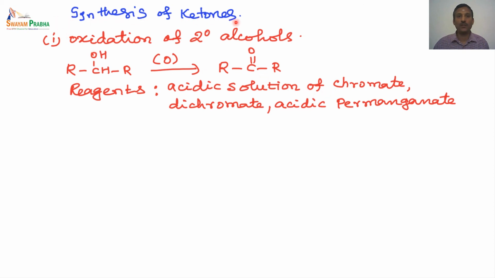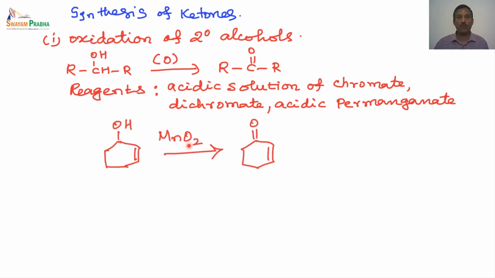So in the case of synthesis of ketones, we have an oxidation method. A secondary alcohol can be oxidized as we have seen recently. The various oxidizing agents which we can use include acidic solutions of chromate and dichromate, or acidic permanganate can also be used for the oxidation of secondary alcohols to ketones.